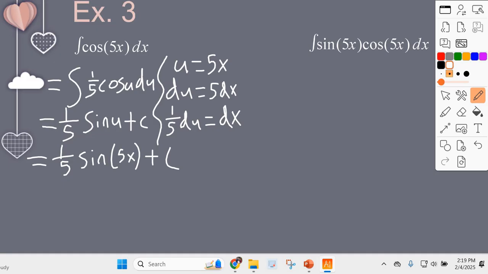Now, what's different about our next one? There's more. Okay, more what? More things. Okay. So this time, if I did the same thing and made my u equal 5x, I could still say there's not an extra 5 out there, so I need to take a 1/5. But then what would be the problem? There'd be two u's, right? I would still have a sine of u and a cosine of u. So that's still not super helpful.